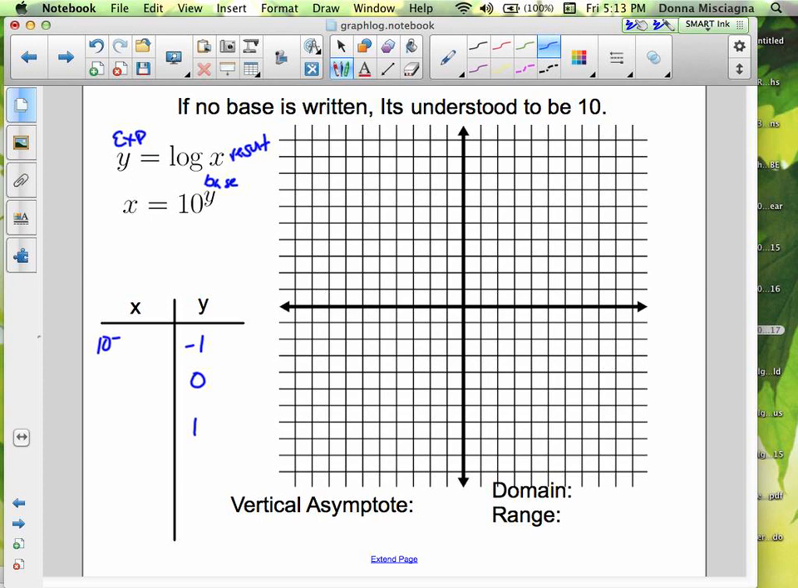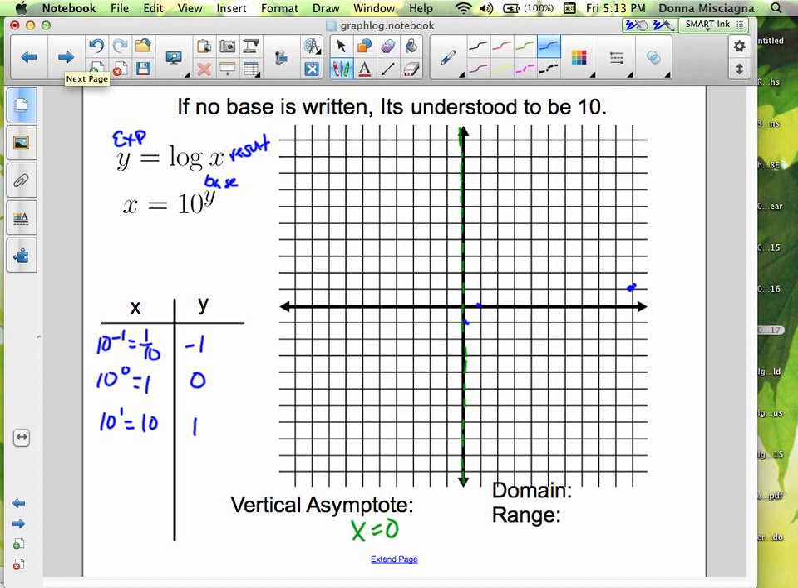10 to the -1 is 1/10. 10 to the 0 is 1. 10 to the first is 10. So let's graph those, and let's graph our vertical asymptote. We have a vertical asymptote here at x equals 0. So we have the point 1/10, -1, 1, 0, and 2, 3, 4, 5, 6, 7, 8, 9, 10, 1.